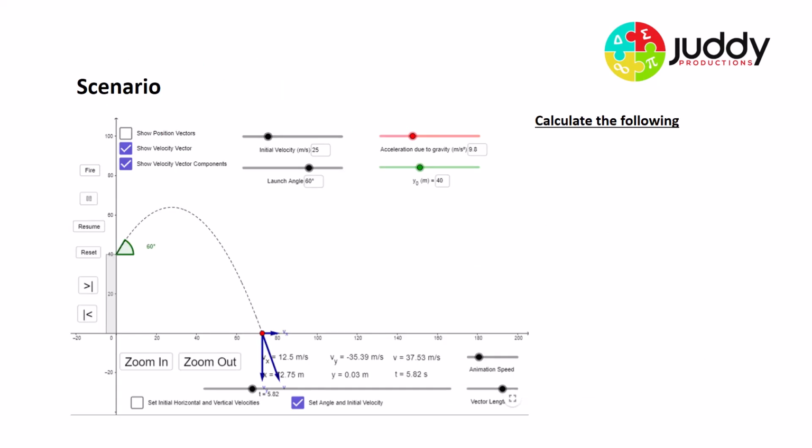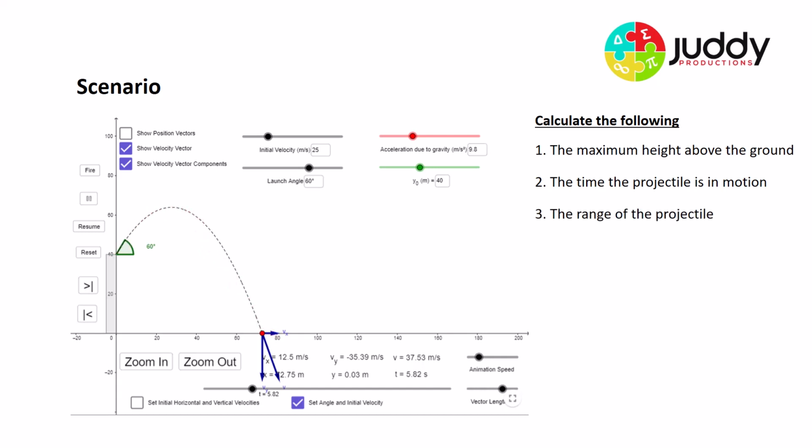We're being asked to calculate the following quantities. First of all, the maximum height above the ground. We want to know how far above the ground is the projectile at its maximum height. Number two, the time the projectile is in motion. So this represents the total time from the starting position all the way down to the ground. Number three, the range of the projectile. So here we're looking at how far across in the horizontal the object travels in total. And finally, the impact velocity of the projectile. So when the object reaches the ground, we want to know what is the value of the velocity of this projectile. So let's jump straight into it.